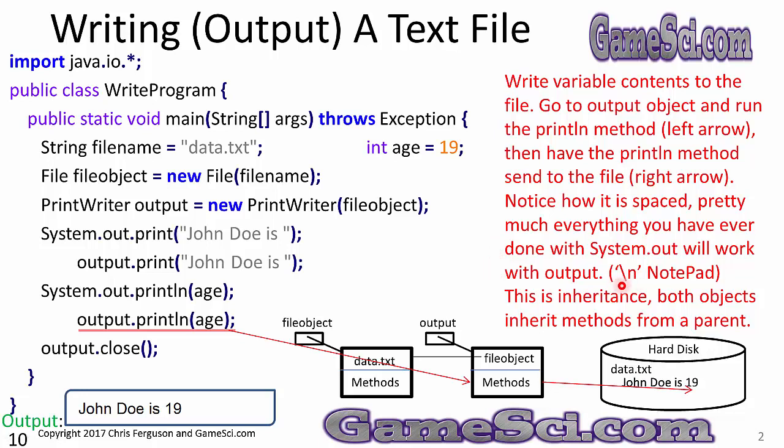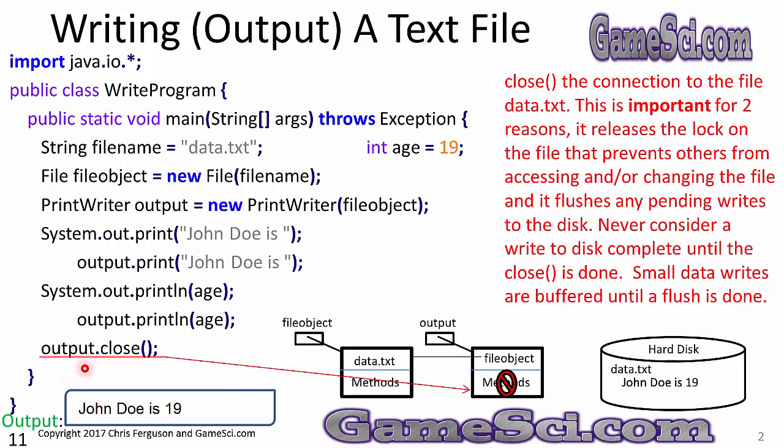Now the \n's are important because if you're going to open and read this file using Notepad, you're going to need end-of-line characters. Also, this is again an example of inheritance. Both objects inherit methods from the parent. So both objects have a method that will output the integer variable to the console or to the file.